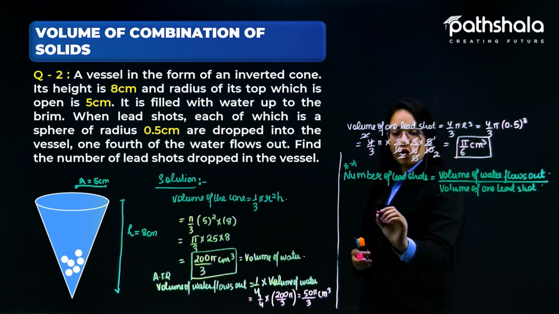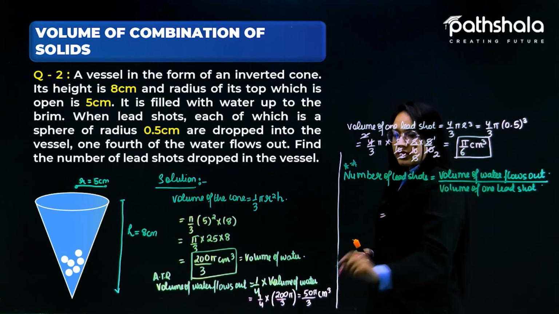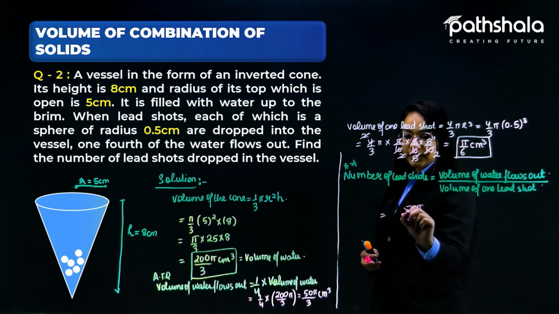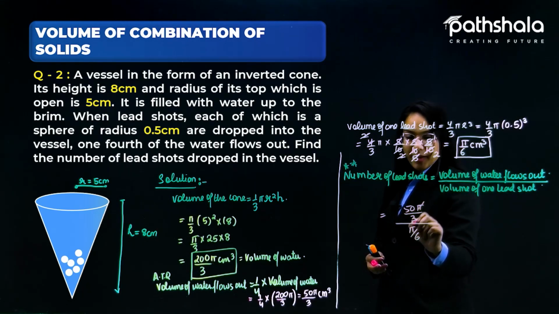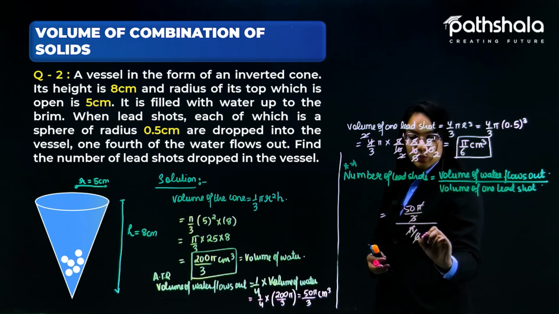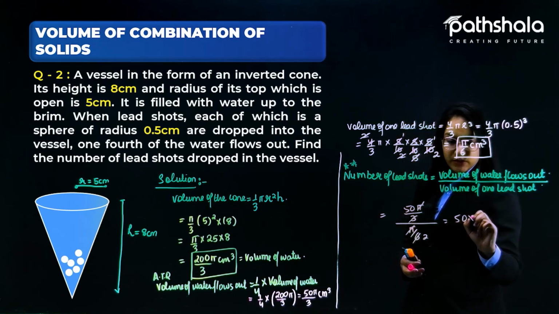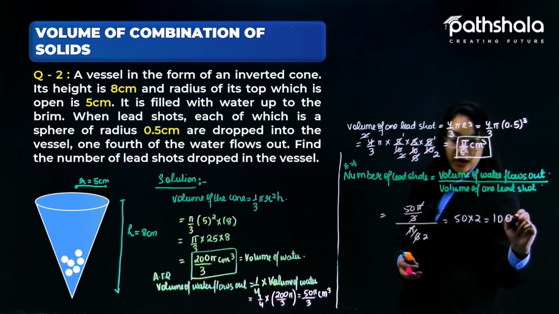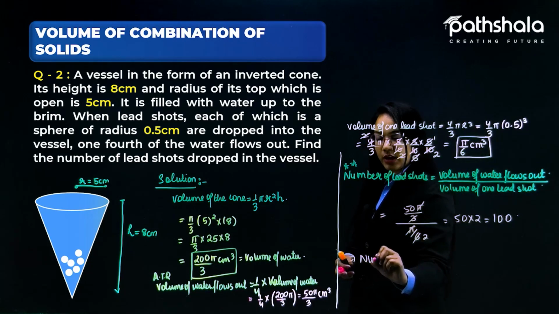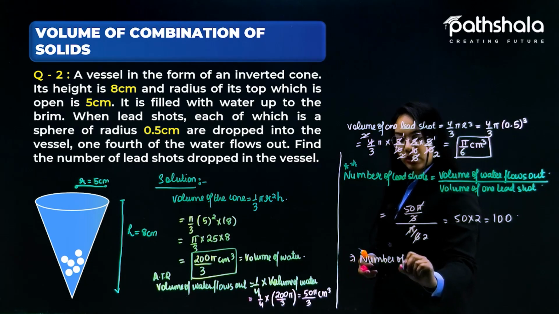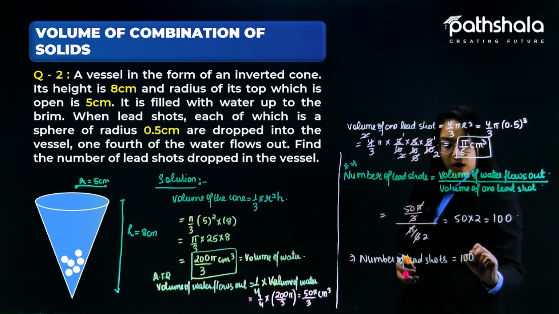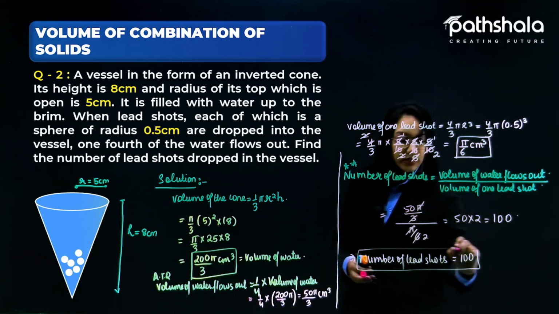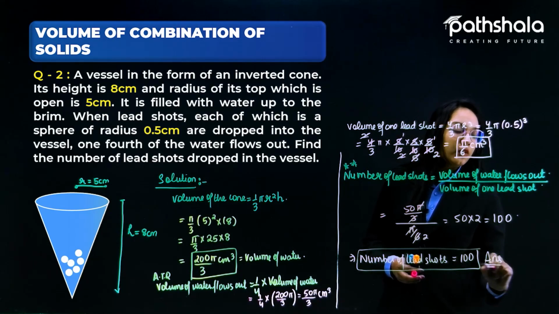First of all, the volume of the water that flows out is 50 pi by 3, and the volume of one lead shot is pi by 6. You can see pi and pi are getting cancelled, and 3 and 2 are getting cancelled. This is 50 into 2, which is equal to 100. So at the end, the number of lead shots is equal to 100, and this is the answer for this particular question.